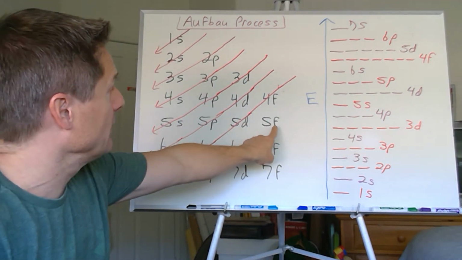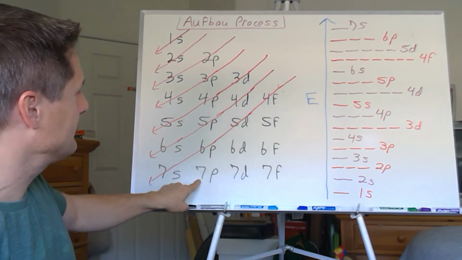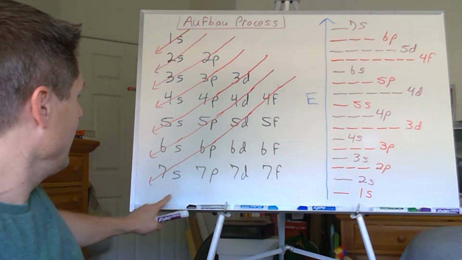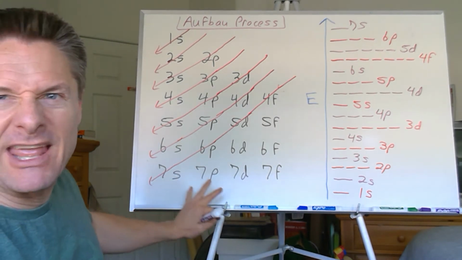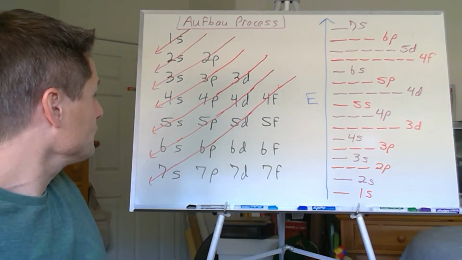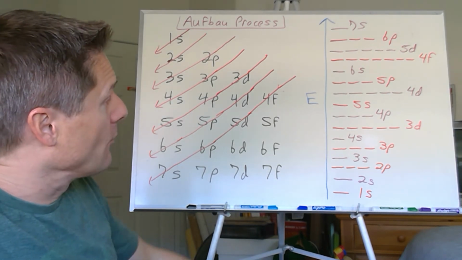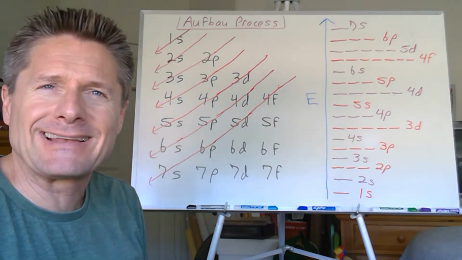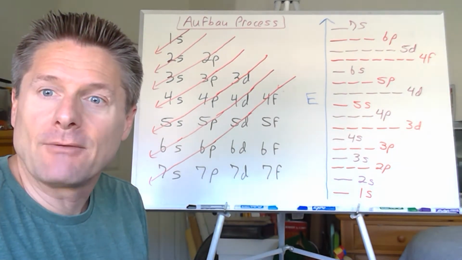And then after 7S, we go 5F, 6D, 7P, 6F. Right? See how that goes? Moving along. 7P would technically go to the 8S, but we don't have any elements that far out. That's probably good enough right there. We're going to be rocking and rolling. So hopefully you can do that. And I'll draw a picture on the periodic table that represents that real quick.